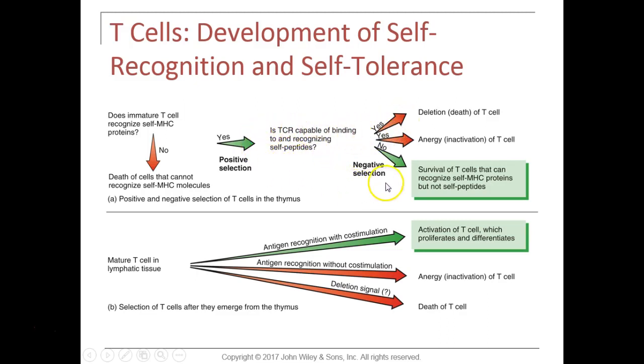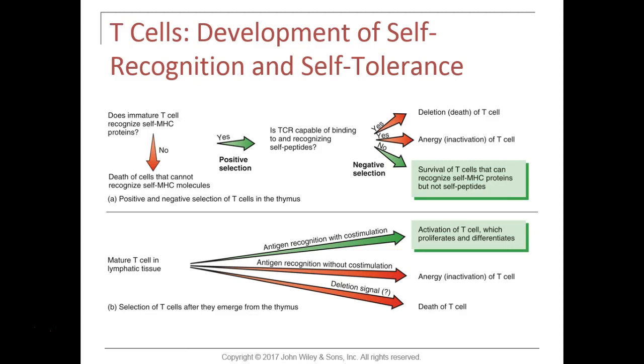So this is what we call a negative selection. If the TCR is incapable of binding to our own self-antigens, which in this case would be no, those are the T cells that live. And only about 3% of all of the pre-T cells that are undergoing this testing in the thymus gland actually re-enter circulation to help become part of what we call cell-mediated immunity.